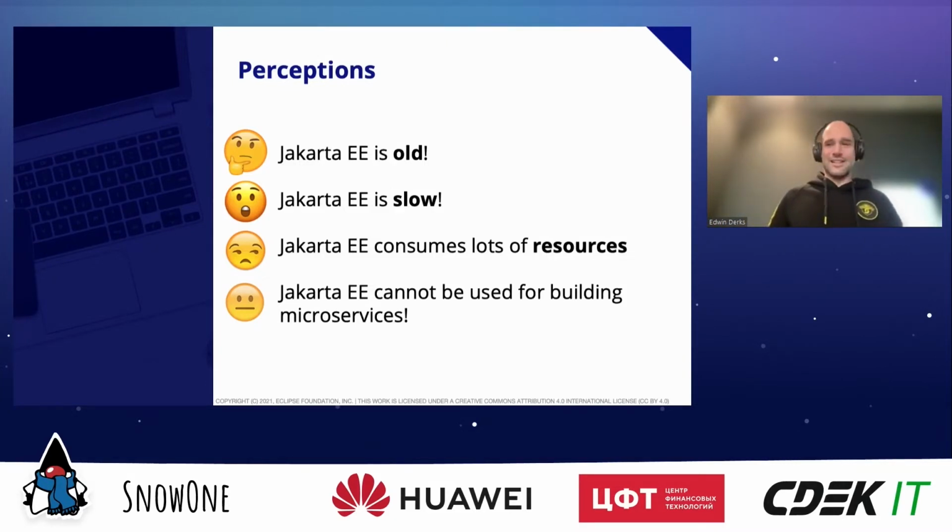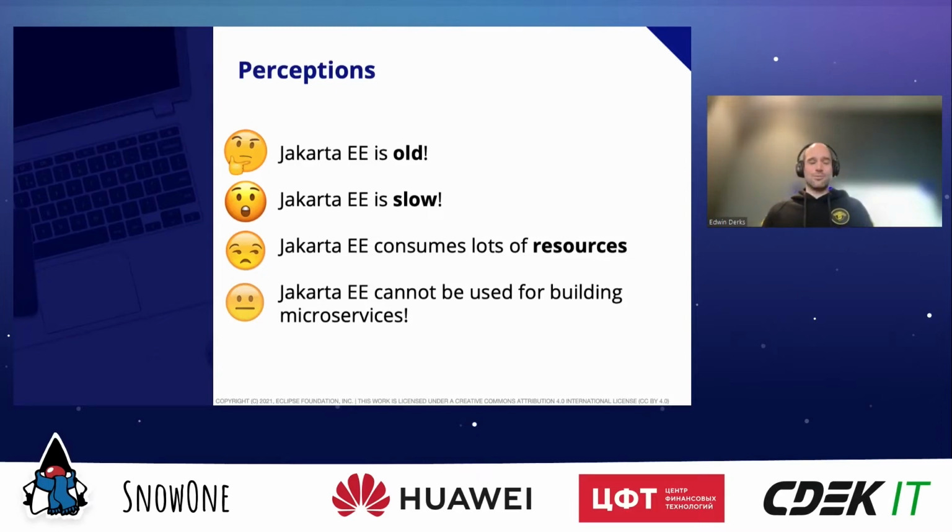And also, Jakarta EE is slow. Well, Jakarta EE essentially is a set of documentation interfaces. So how can that be slow? Why are you saying that it's slow? And also the big one, Jakarta EE consumes a lot of resources. We have these big application servers consuming gigabytes of RAM, running for years, and they cannot be patched. Why is that? And also, Jakarta EE cannot be used for building microservices. Well, there is some truth to that, and I will elaborate in a moment.